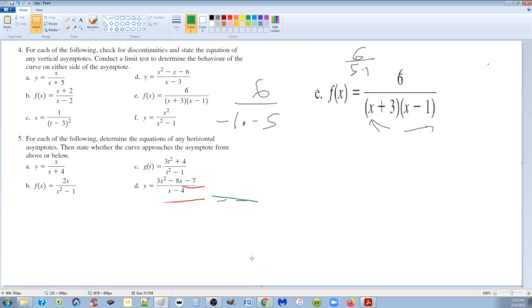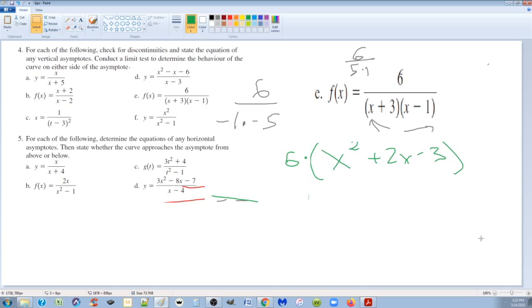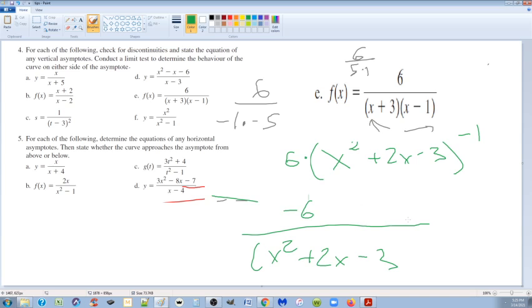So expand the bottom. The bottom becomes x squared plus 2x minus 3. Now, that 6 up top is simply 6 as a multiplier, and this down at the bottom is the same thing as this. So you use the chain rule to take the derivative. Now the derivative of this becomes negative 6 over that whole thing squared again, because this goes down by 1 and sends it back to the bottom. But you also have to multiply that negative 6 times the derivative of each thing in here, which is 2x plus 2.